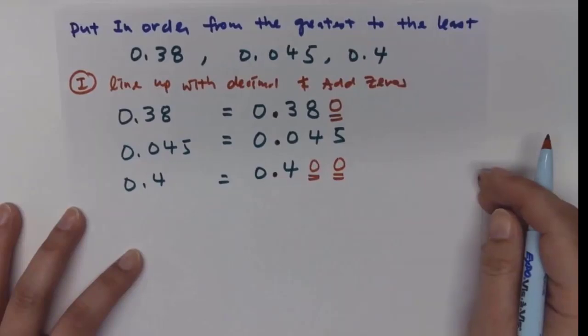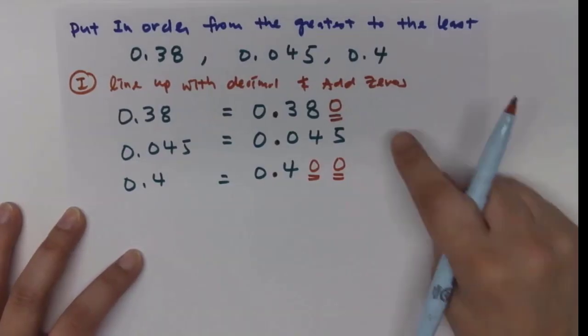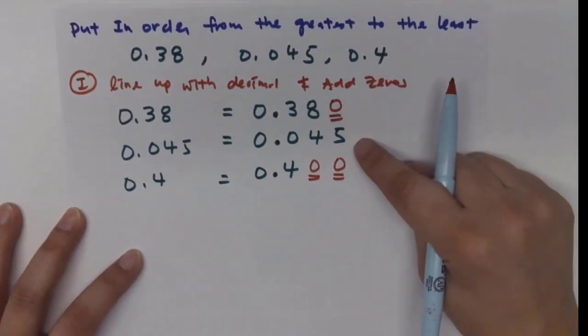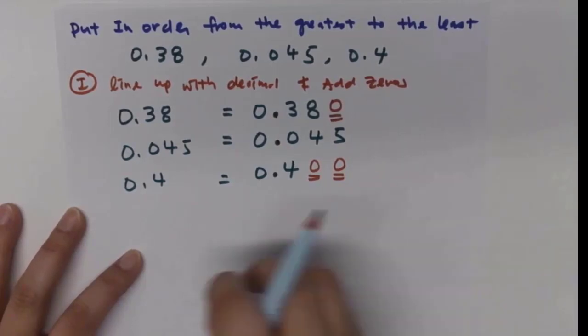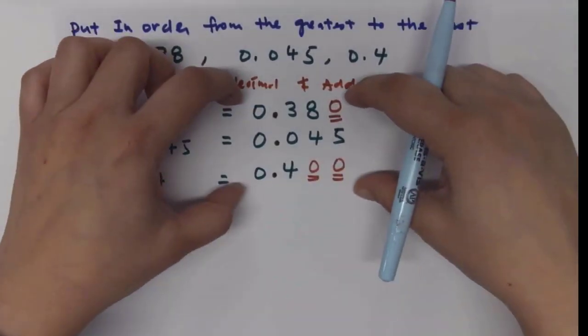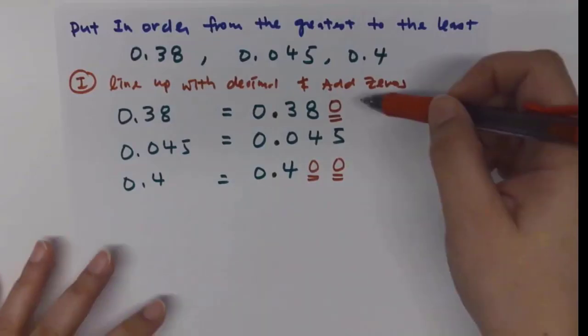So now they are lined up with the decimal point and also have the same number of place values, right? These I can see easily. This is 380, this is 45, this is 400, right? That would help me to put them in order. So at this point, you can write them in order, and if I'm lazy, I can just order them on the side.